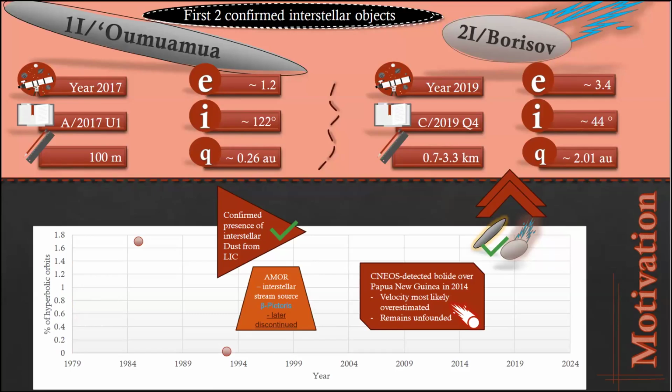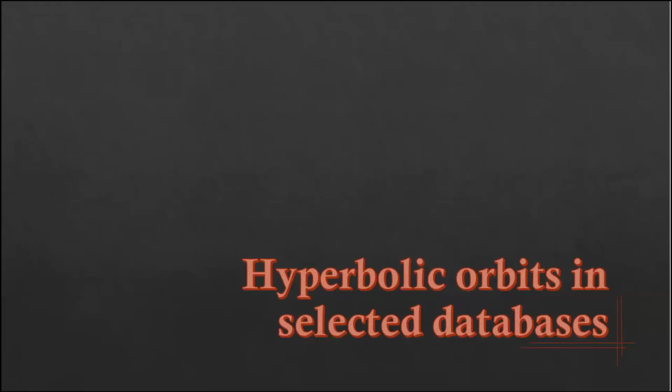We have observed Oumuamua and Borisov in 2017 and 2019 passing through our solar system. And we do know of the presence of interstellar dust from the local interstellar cloud. However, there are no cases of interstellar meteoroids that have been confirmed and unanimously accepted. So let's look at the state of the databases and the hyperbolic orbits within.